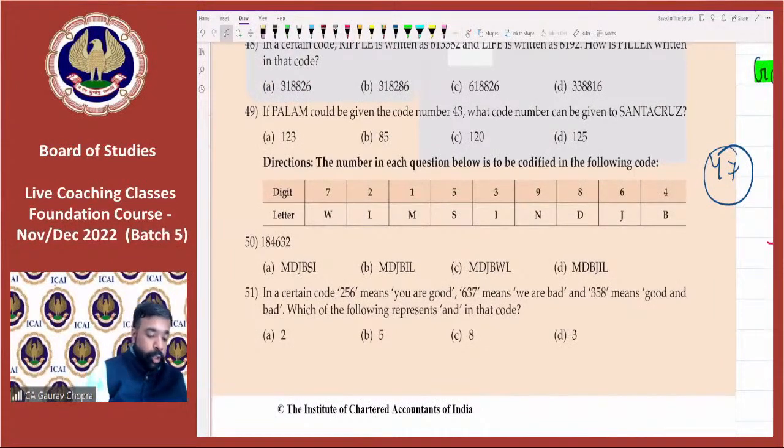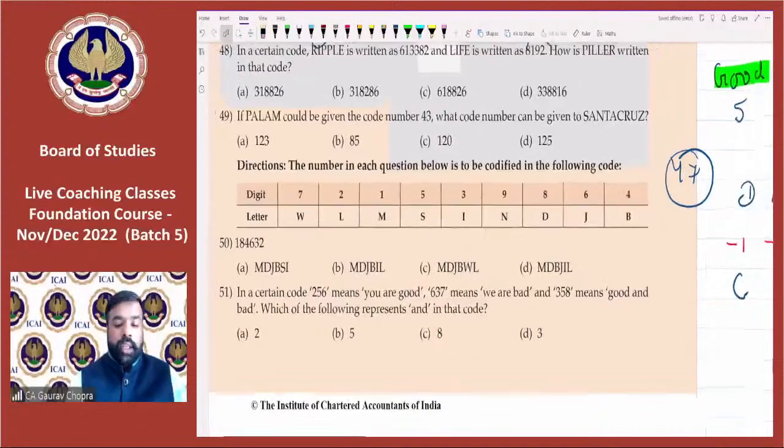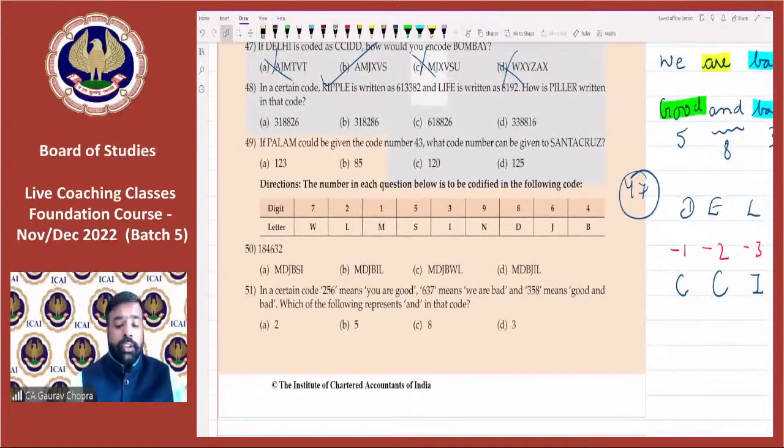Okay, then most of you are asking about 49. Sakshi 49, then Kalyani 49, then Zeba 49. Okay, so 49 is Palam. What is the code for Palam? It is 43. So how 43 is obtained?